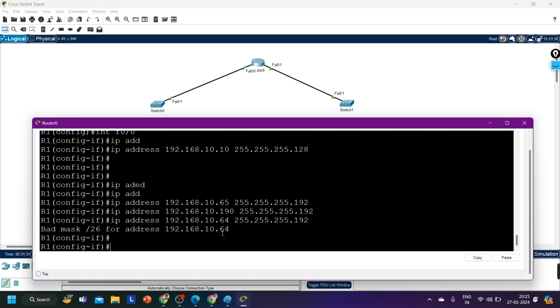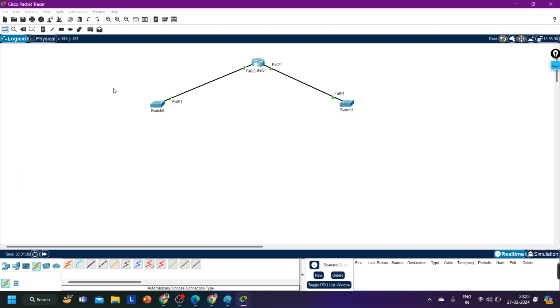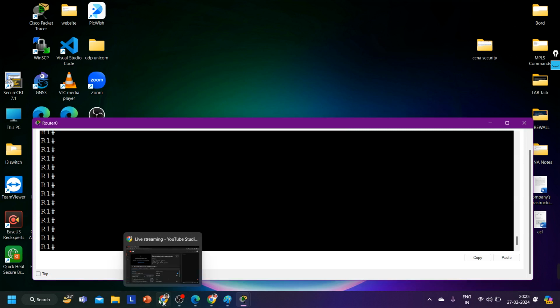So I am expecting, guys, that class C subnetting is now clear to you all. You can solve subnetting from class C.